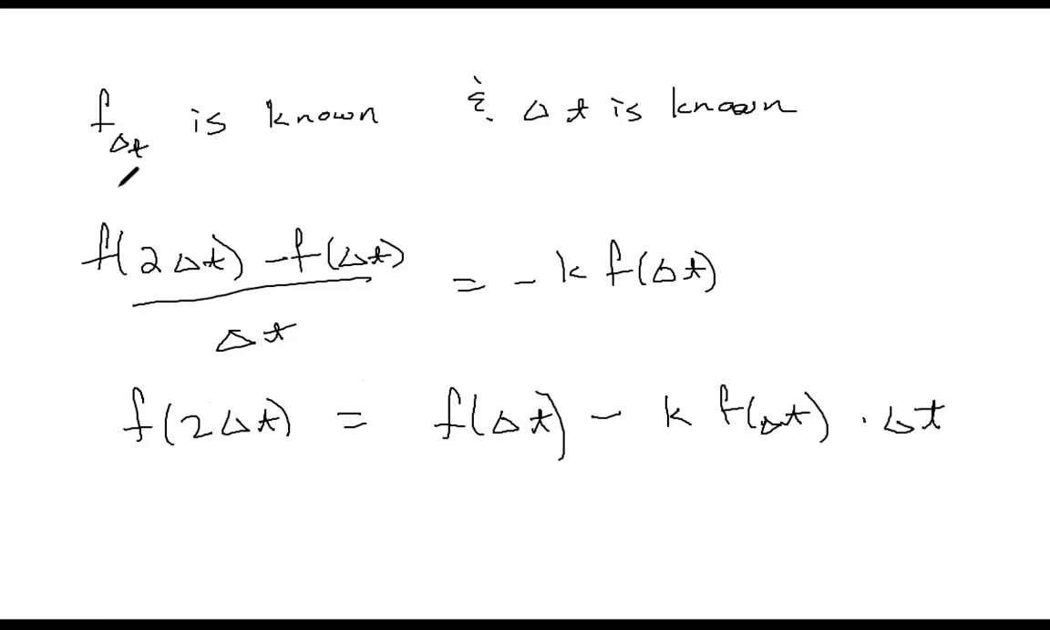Okay, so we're assuming we're doing this process iteratively. So we initially knew f of 0 and delta t. We use that to find f of delta t. Let me write that a slightly better way.